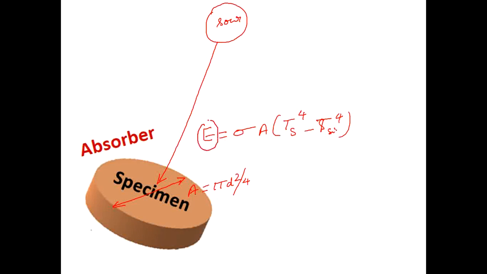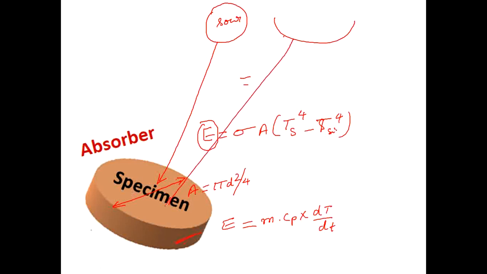Then how do you take the emissive power? You must have a source. The theory behind this is that the amount of heat energy increasing in the body is equal to the emissive power. The amount of heat energy received by this body is equal to the emissive power. Therefore, emissive power is mass of the specimen, Cp, into change in temperature with respect to time. Then you insert this specimen to receive the heat energy from this particular point.